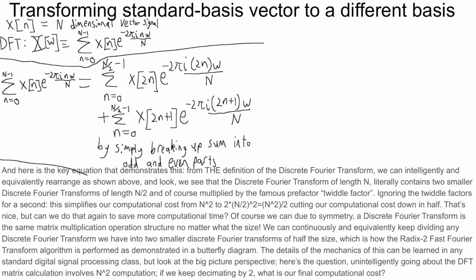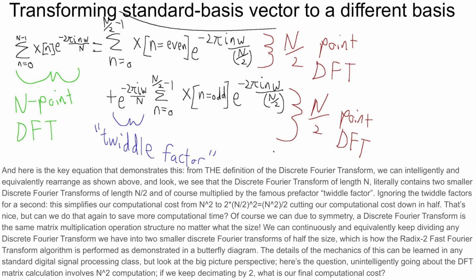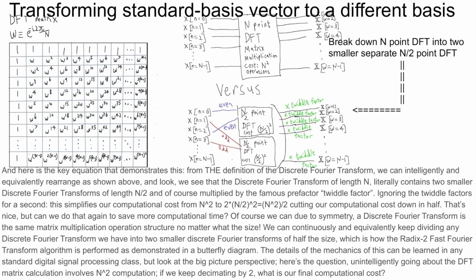From the definition of the discrete Fourier transform, which is basically just a matrix multiplication, we can intelligently and equivalently rearrange as shown above. And look, we see that the discrete Fourier transform of length n literally contains two smaller discrete Fourier transforms of length n over 2, and of course multiplied by the famous prefactor, the twiddle factor. Ignoring the twiddle factors for a second, this simplifies our computational cost from an n squared matrix multiplication to two smaller n over 2 squared matrix multiplications, which ends up being n squared over 2, which cuts down our total computational cost in half.